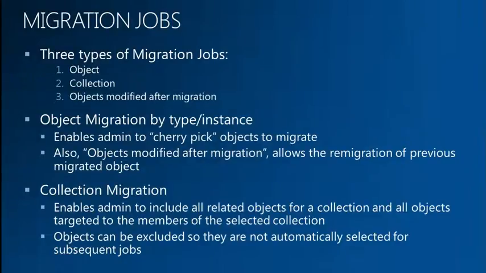And then objects modified after migration. So you'd already migrated something over, now you make a change in 2007, and you want to remigrate it back over. Those are the three types of migration jobs.